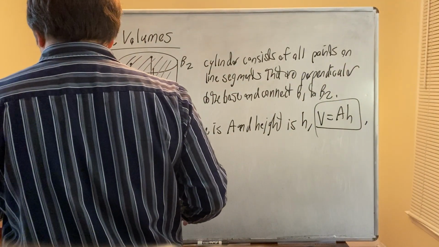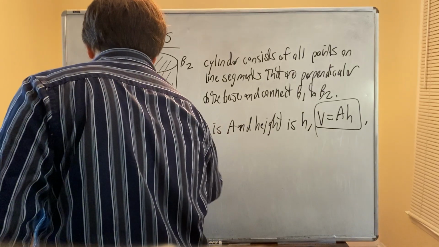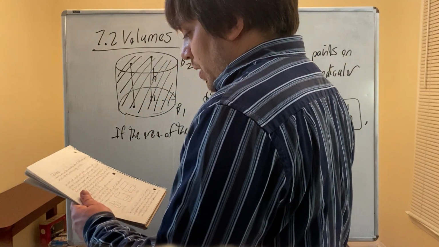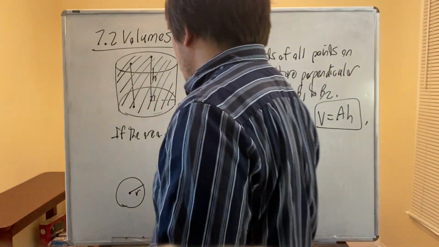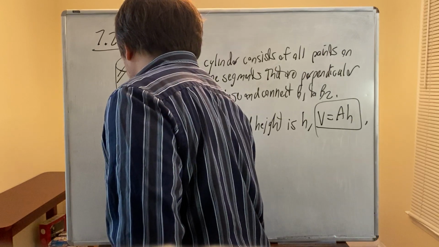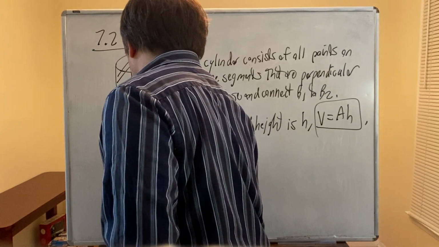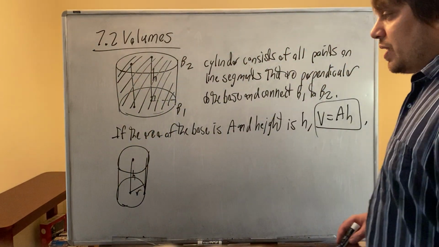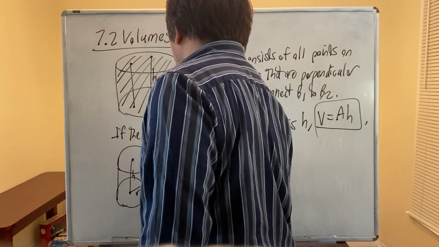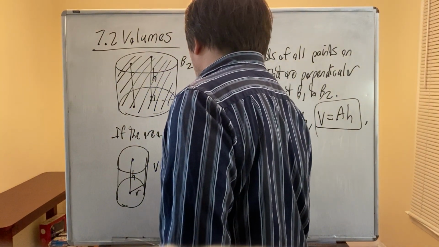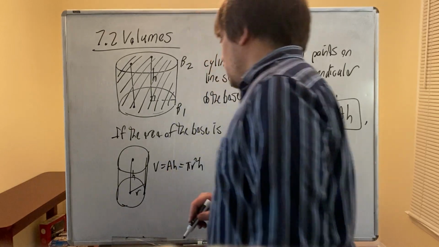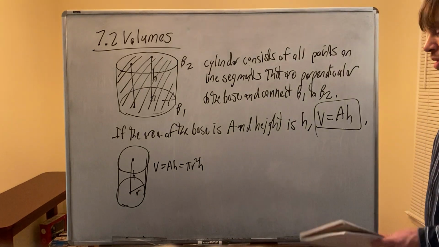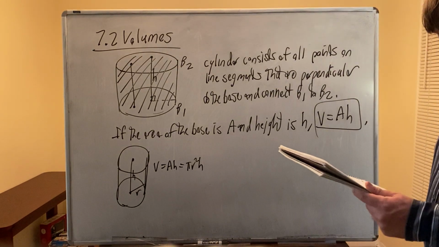Okay, so one example of a cylinder is if the base is a circle with a radius little r. Then the cylinder will have some height h, and so then the cylinder would look like this, right? And now the volume would be A times h, and so the area of the base is pi r squared, times h, the height. So the volume of a cylinder with a circle as the base is pi r squared h.